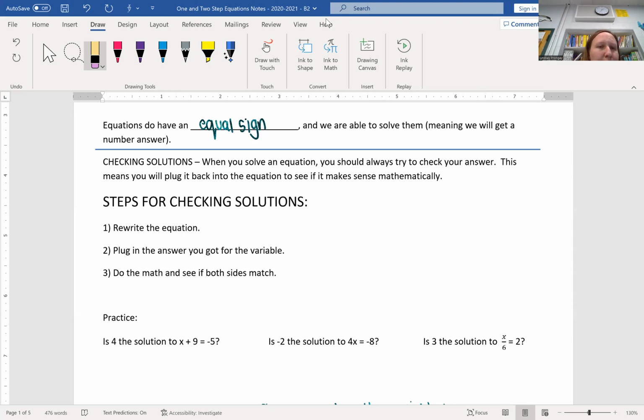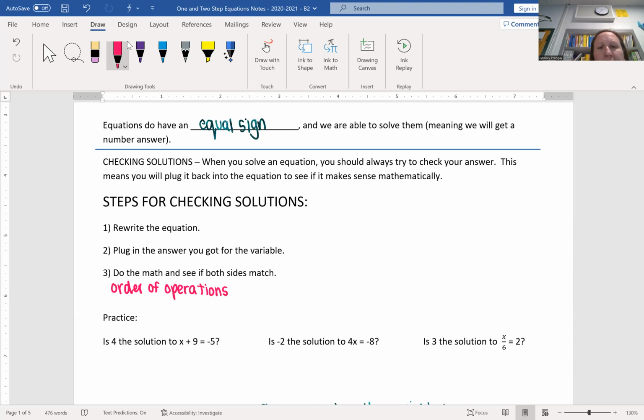So our steps for checking. It's usually helpful to rewrite the equation, especially as our equations get a little bit longer. You're going to want to rewrite the equation first just to give yourself some space to do the check. Next, you're going to plug in the answer you got for the variable, and then you're going to do the math. Now, when we do a check and we're doing the math, we're going to follow order of operations. So any parentheses first. There shouldn't be any exponents in here, so we don't have to worry about that. But then any multiplying, dividing, or adding and subtracting.